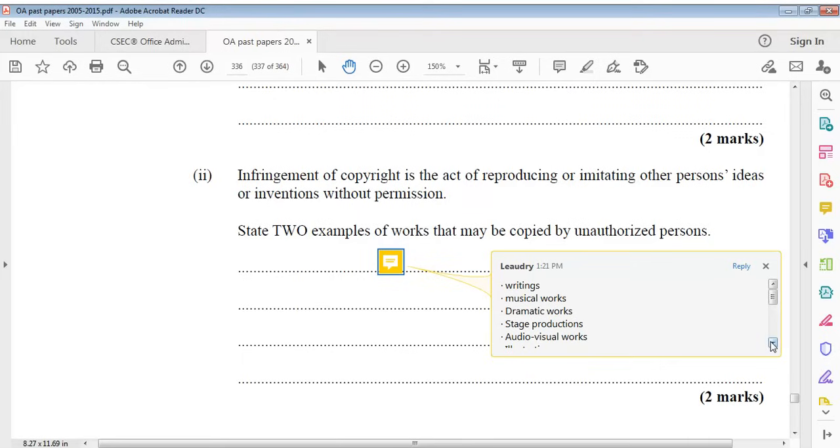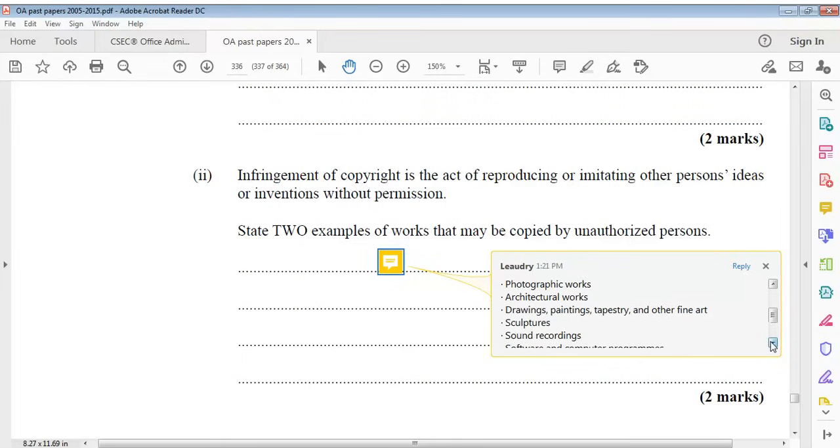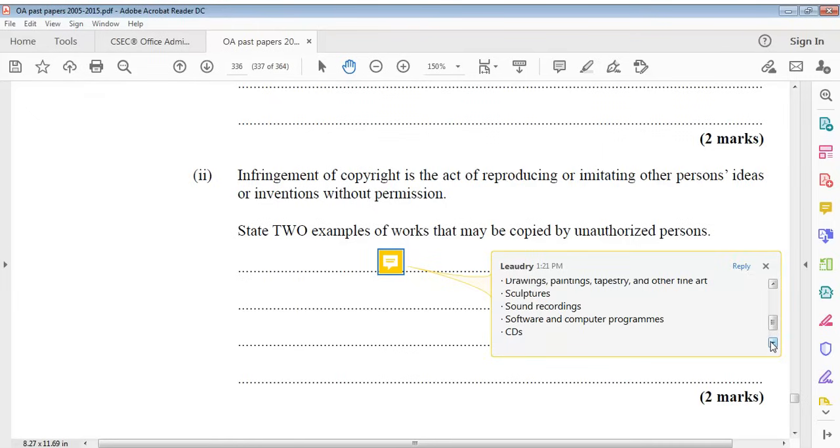We have examples such as 1, writings, 2, musical works, 3, dramatic works, 4, stage productions, 5, audiovisual works, 6, illustrations, 7, photographic works, 8, architectural works, 9, drawings or paintings or tapestry and other fine art, sculptures, sound recordings, software and computer programs, and CDs.